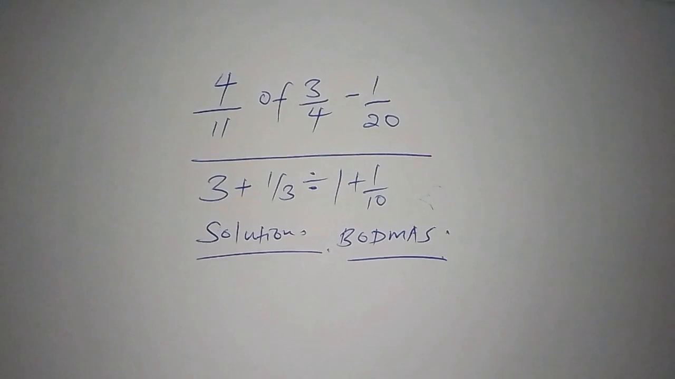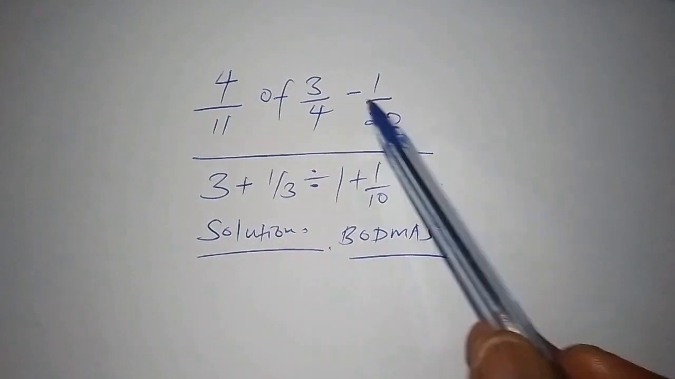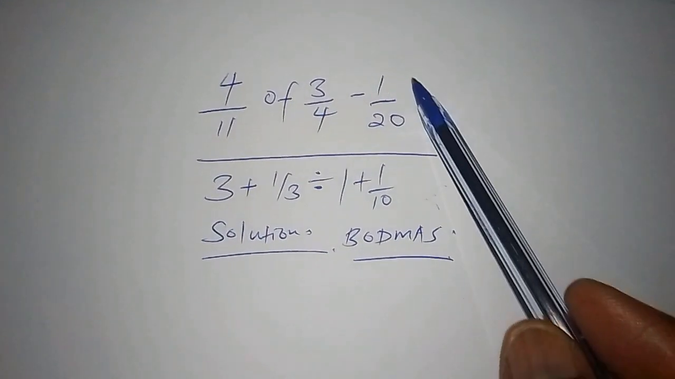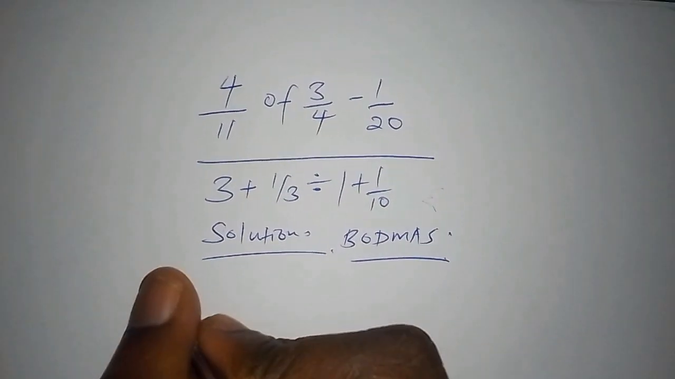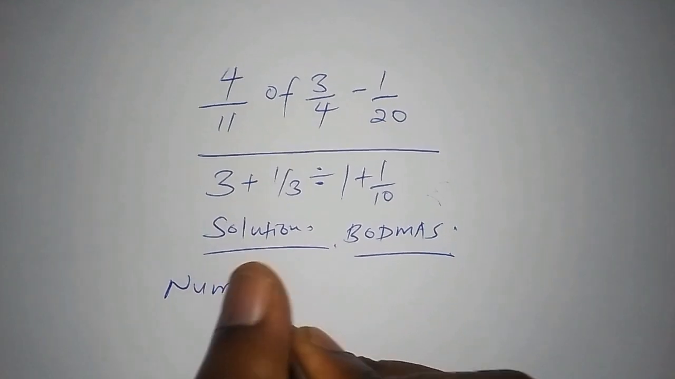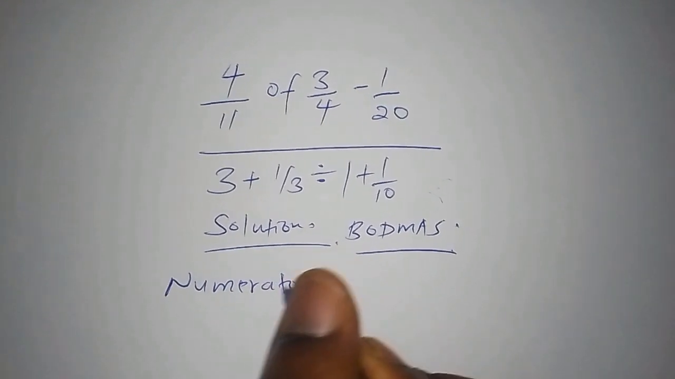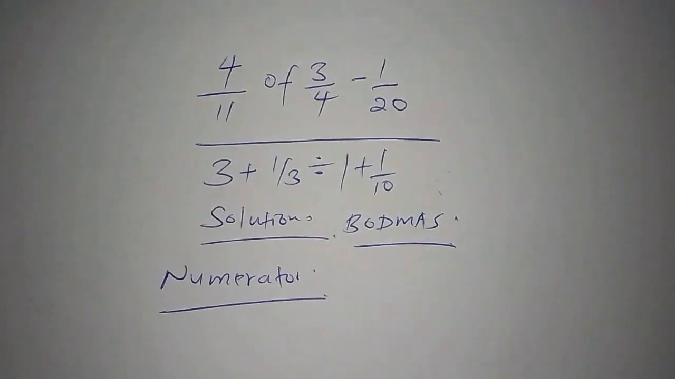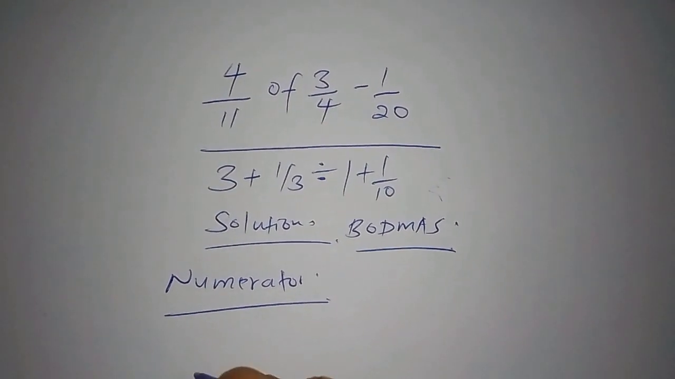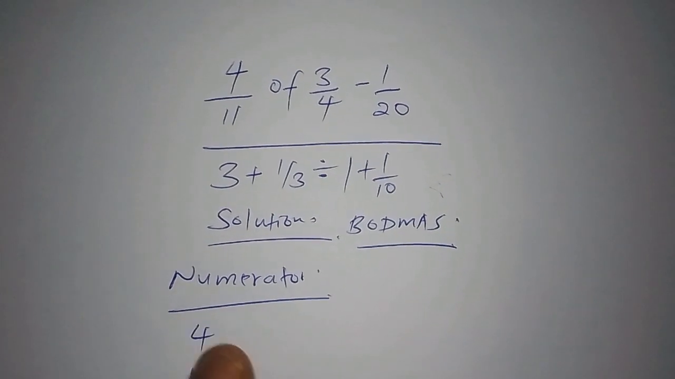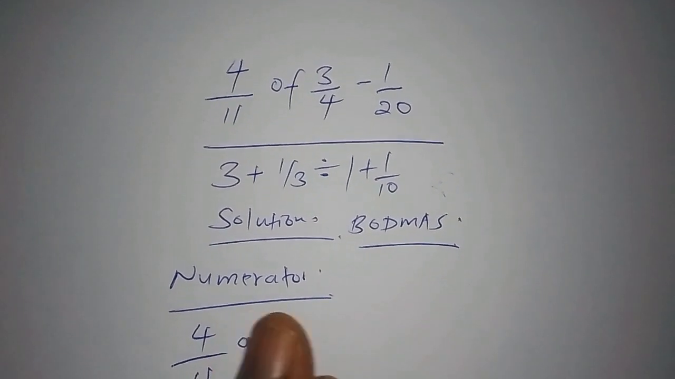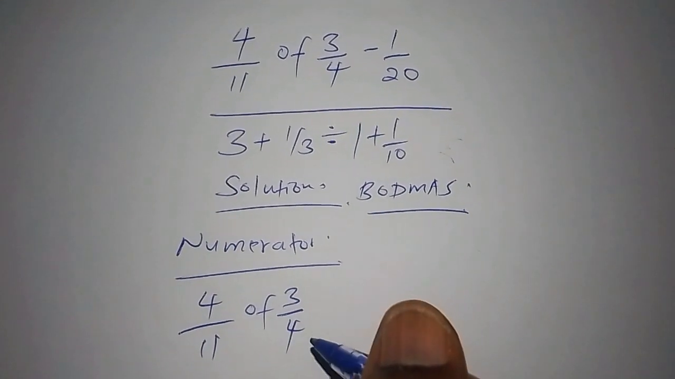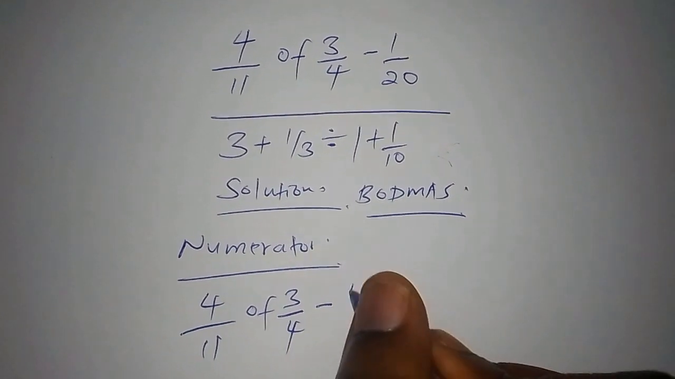Now, we have the topmost fraction, that is the mixed fraction. Then we have the one that is down. The top one we call the numerator, then the downwards we call the denominator. So let's first begin by working out the numerator. Allow me to write the numerator. Our numerator in this case is 4 out of 11 of 3 over 4, subtract from 1 out of 20.